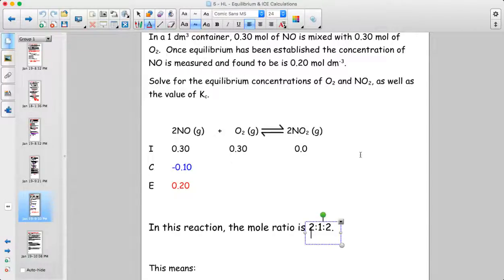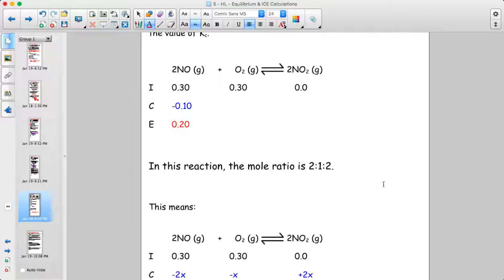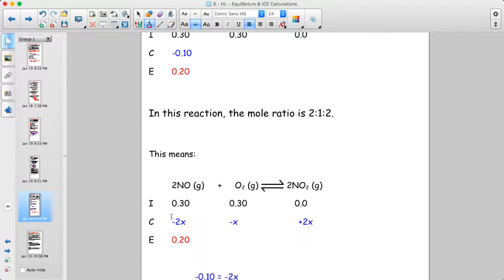2, 1, 2. Okay? So that means this has to change twice as fast as this one, but they're both going to go down because they're both reactants. And this has to go up, but also it has the coefficient of 2, so at a 2x change. So the first reactant and the last reactant, or the first reactant and the product, are going to change at the same rate in opposite directions. And the oxygen is only going to go down by half as much because that's how its coefficient works out.